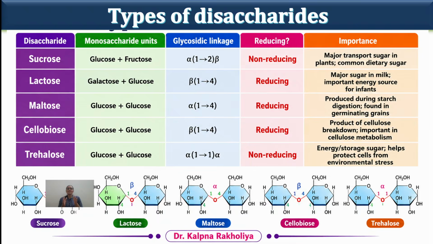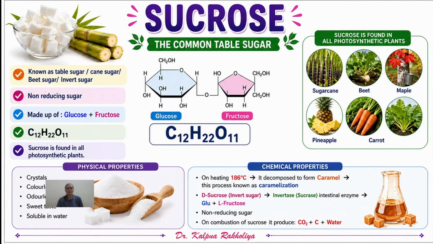Right? In this example, sucrose and trehalose are both non-reducing sugars. As we discussed in monosaccharides, non-reducing sugar means there is no free aldehyde and no free ketone group present. So these are both examples of non-reducing sugars. The remaining ones are reducing sugars. Let's discuss sucrose.